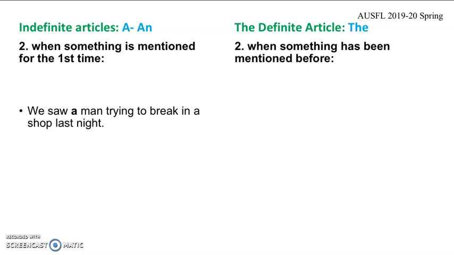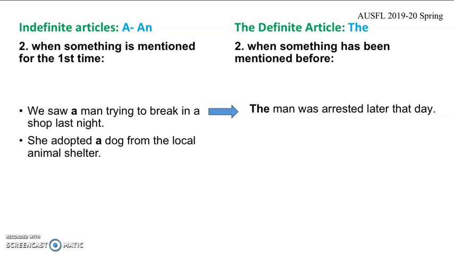Here are some examples. We saw a man trying to break in a shop last night. The man was arrested later that day. In the first sentence, when I say a man, I'm just introducing this word, a man. But in the second sentence, just because it has been mentioned before, I say the man. Another example. She adopted a dog from the local animal shelter. The dog is a golden retriever.